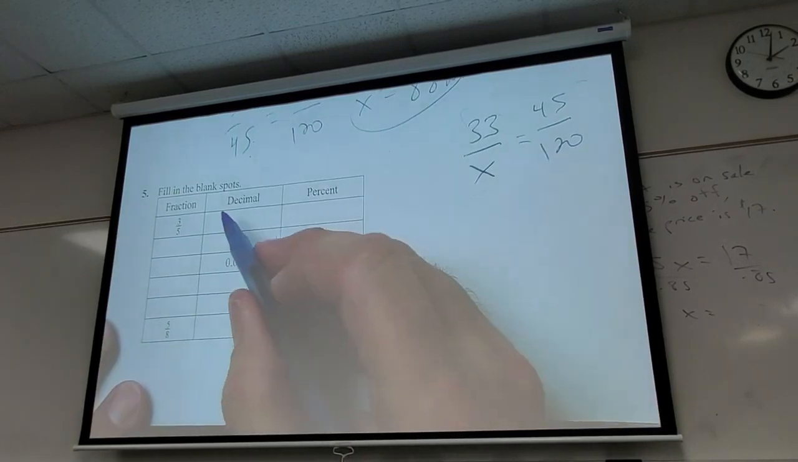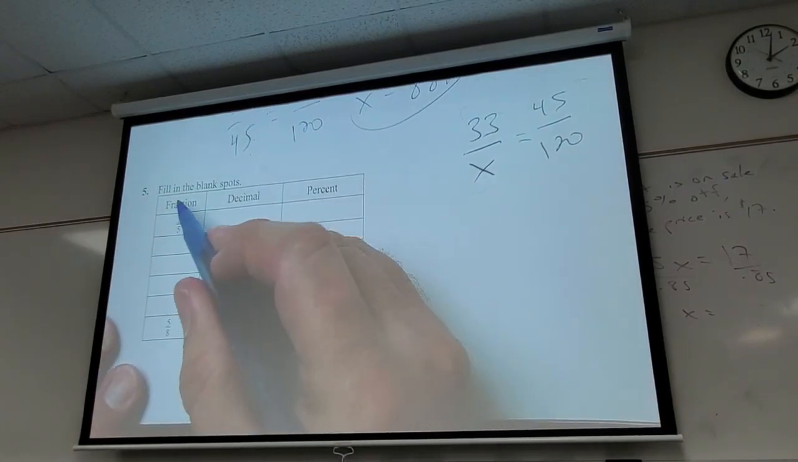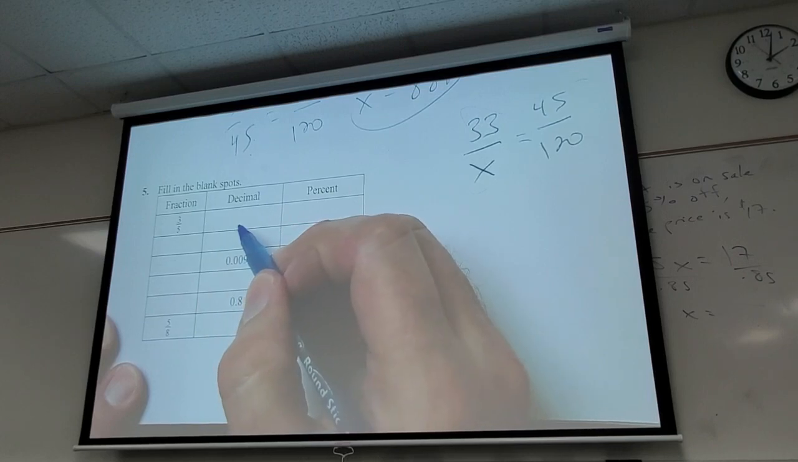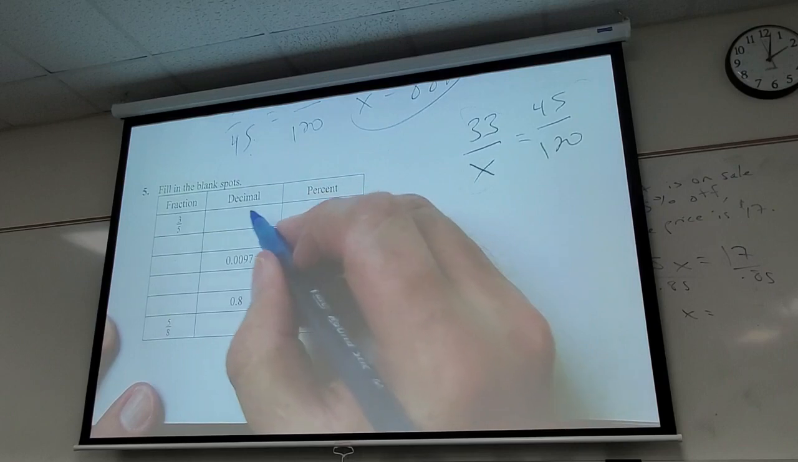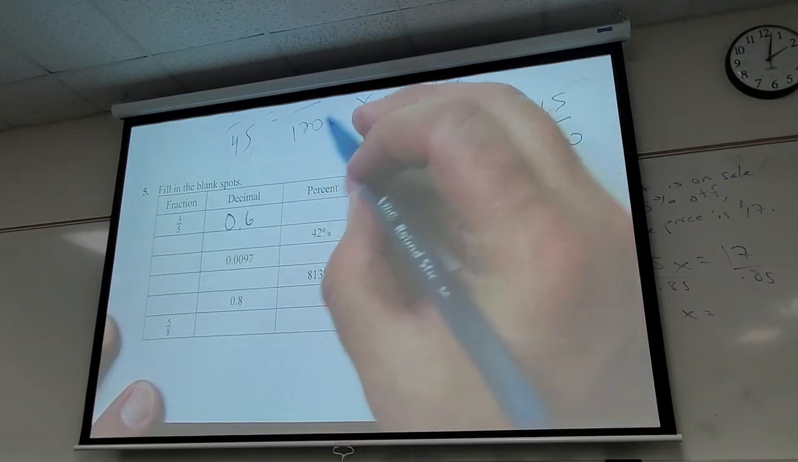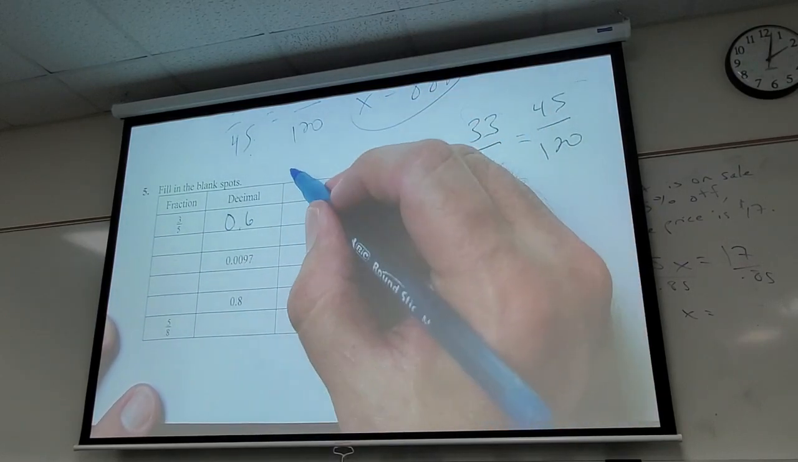Okay, these guys, what's the quickest way to handle this? Probably the quickest way is to make it a decimal first, right? 3/5 as a decimal is what? 0.6.